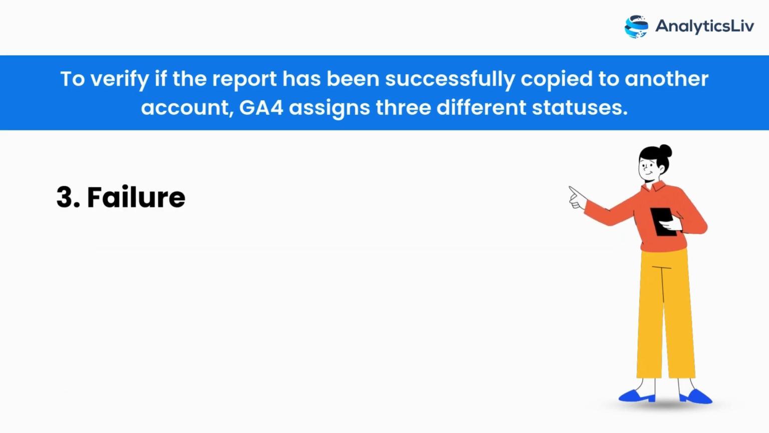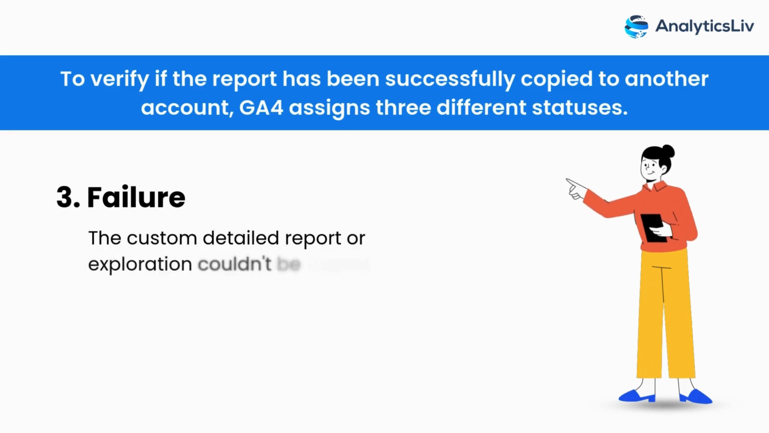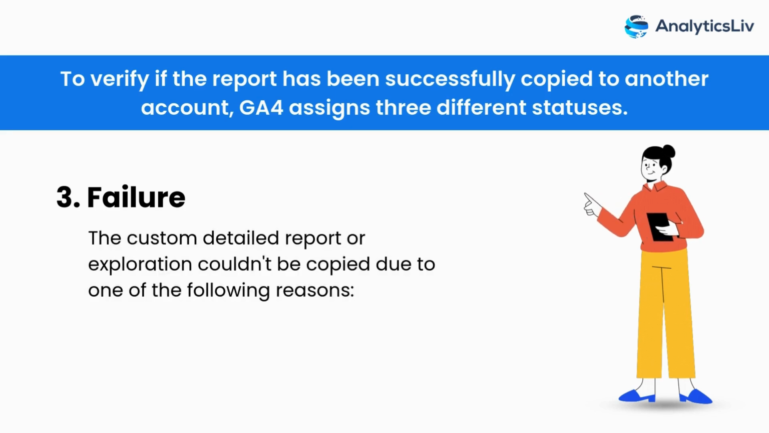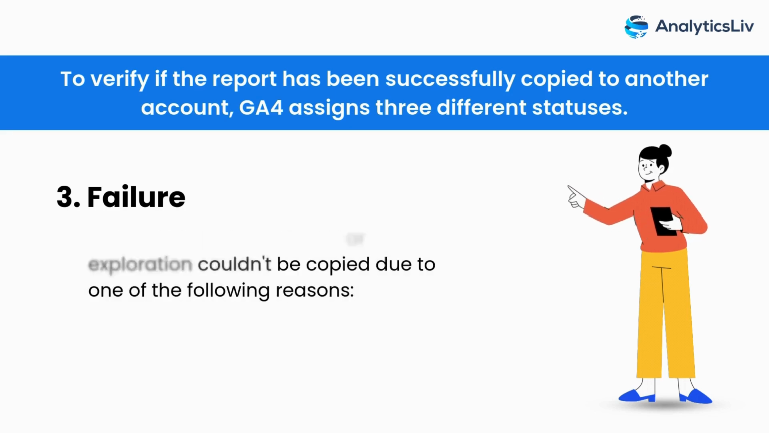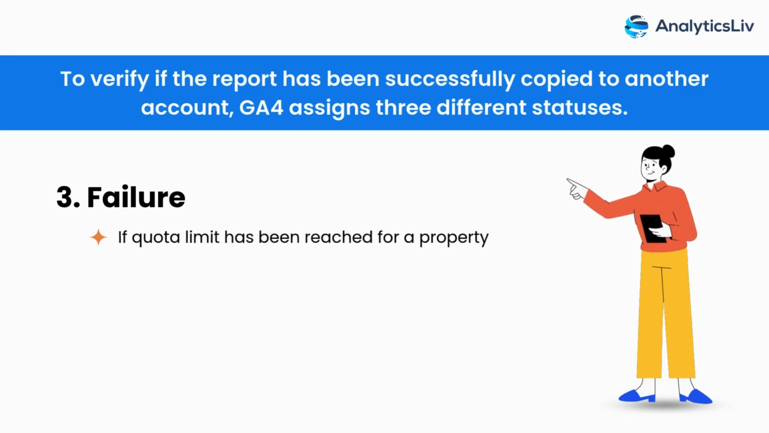Number 3, Failure. The custom detailed report or exploration couldn't be copied due to one of the following reasons. First is if the quota limit has been reached for a property. Second is insufficient permission in GA4.